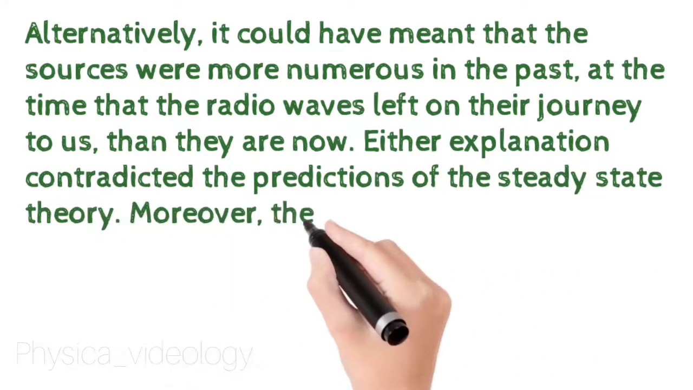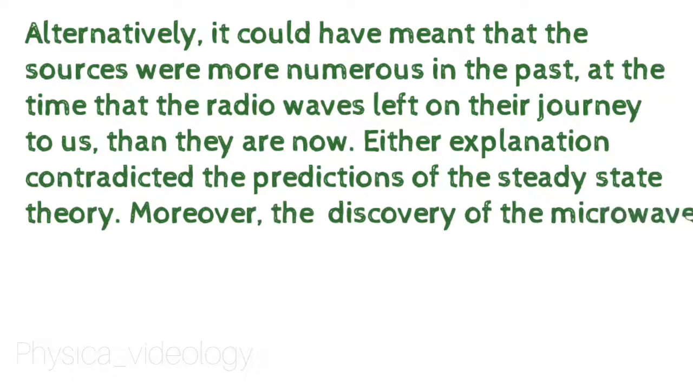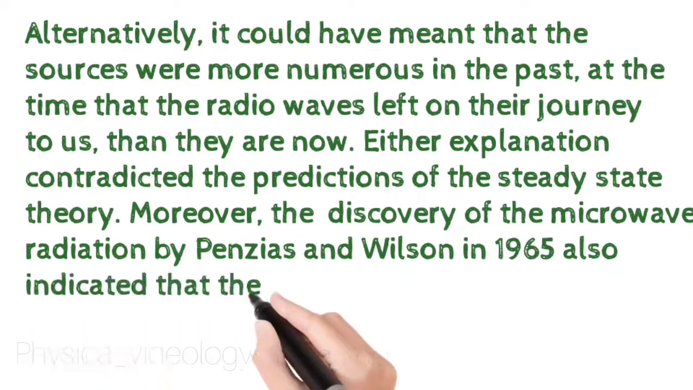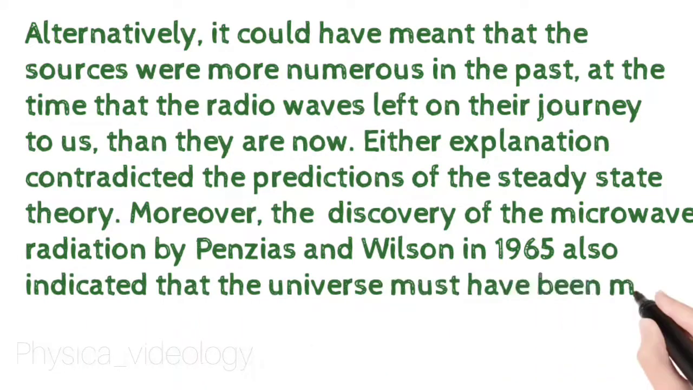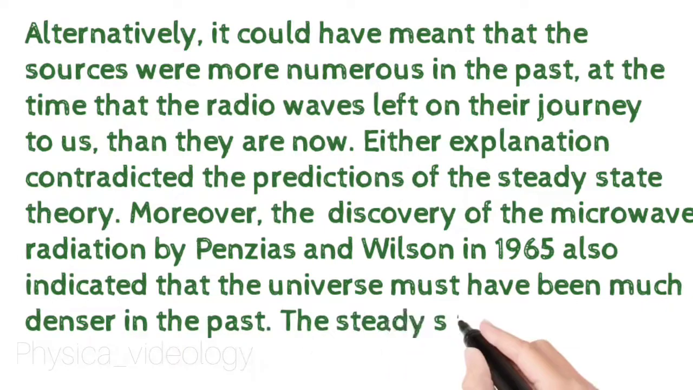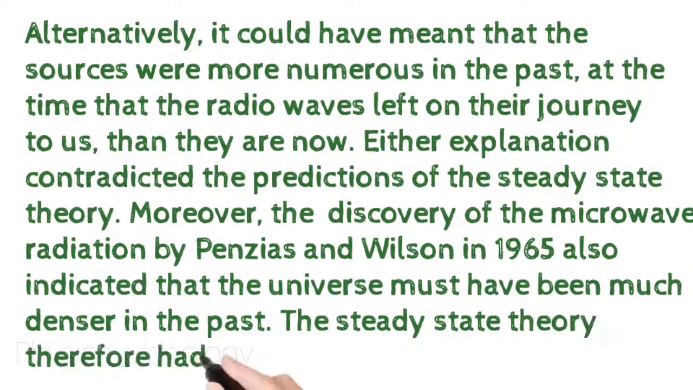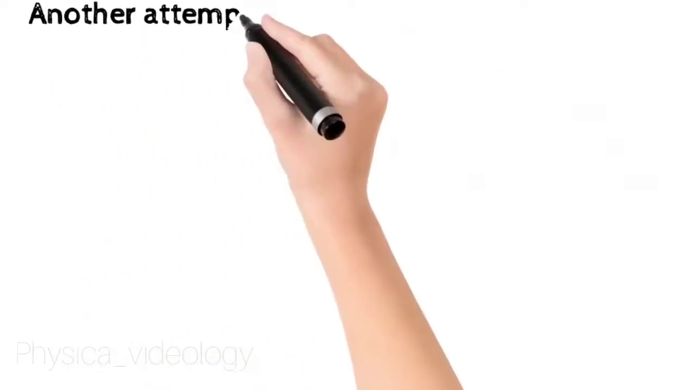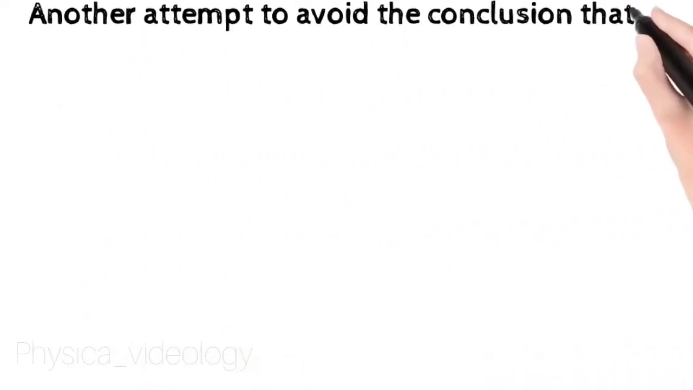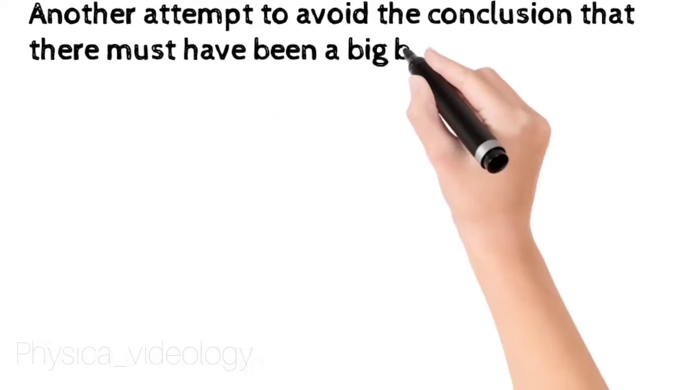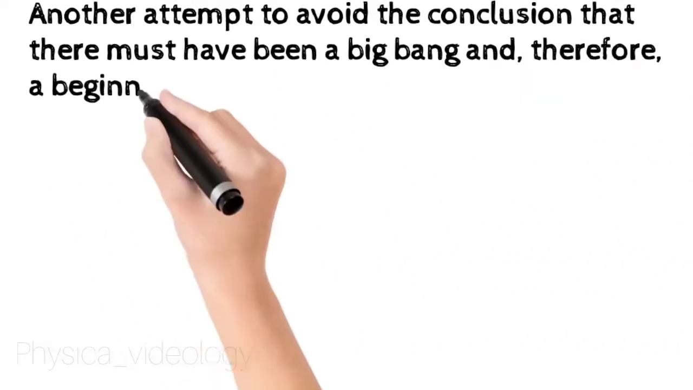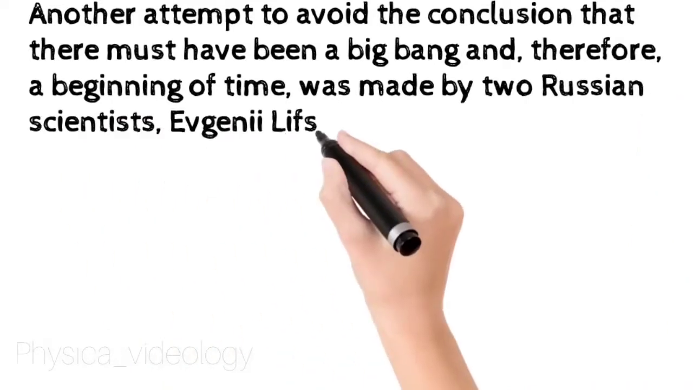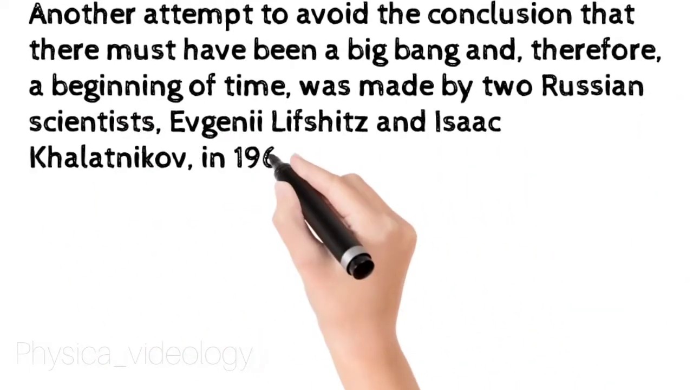Moreover, the discovery of the microwave radiation by Penzias and Wilson in 1965 also indicated that the universe must have been much denser in the past. The steady-state theory therefore had regretfully to be abandoned. Another attempt to avoid the conclusion that there must have been a Big Bang and, therefore, a beginning of time, was made by two Russian scientists, Evgeny Lifshitz and Isaac Khalatnikov, in 1963.